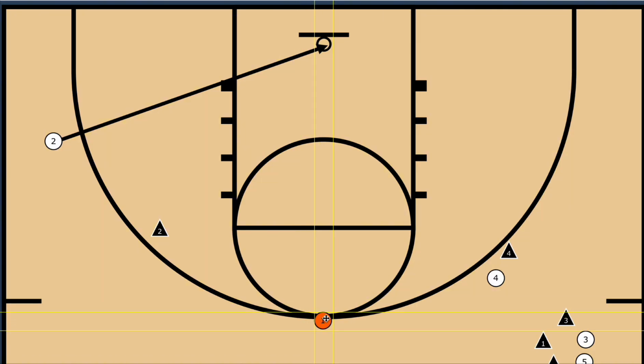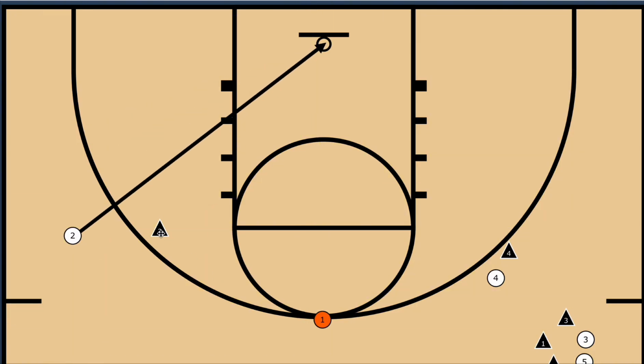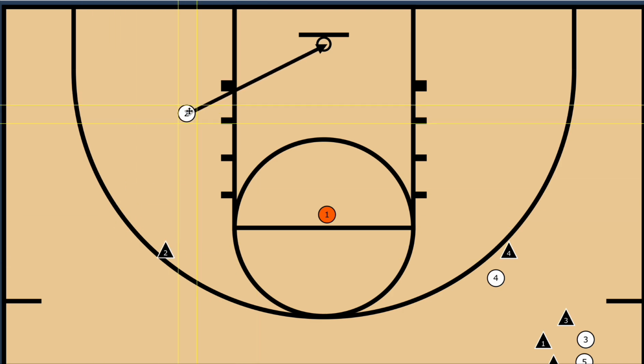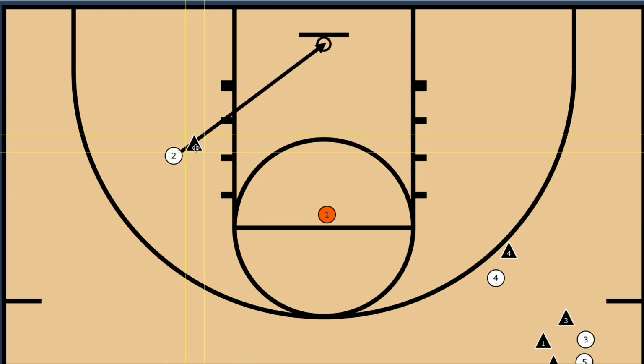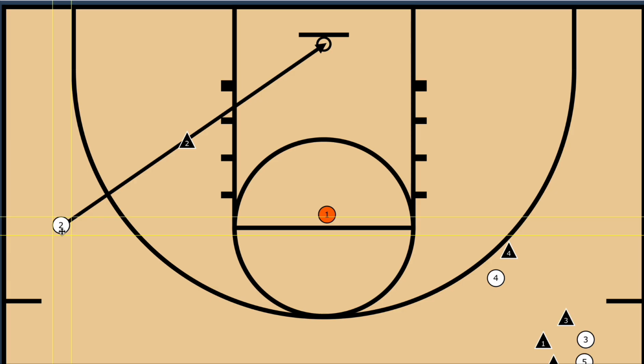So what I want to do, if I'm a defender, let's say I'm number 2 and I'm over here on help side. Shot goes up. As soon as that ball goes up, I want to start getting myself in between my man and the basket. This line, I want to find myself somewhere here. The closer they are to the basket, the closer I have to be to them. The more I want to be in between them. If they're further out here, I can be here, but I have to be mindful of where they might go.